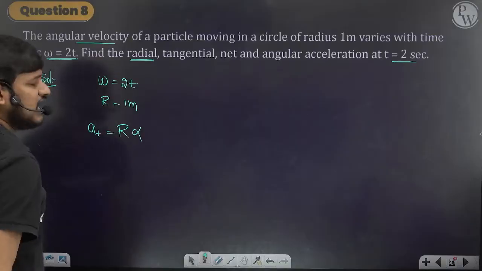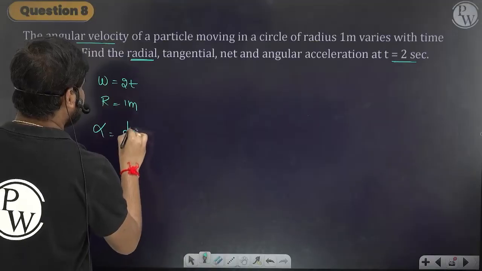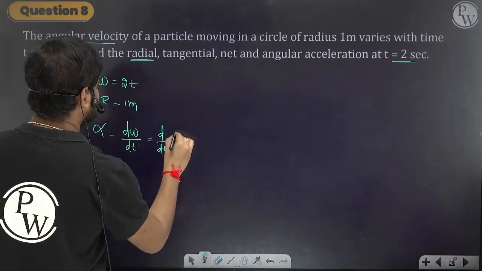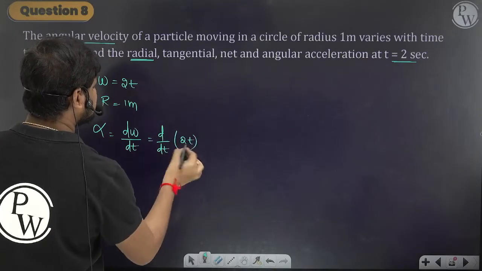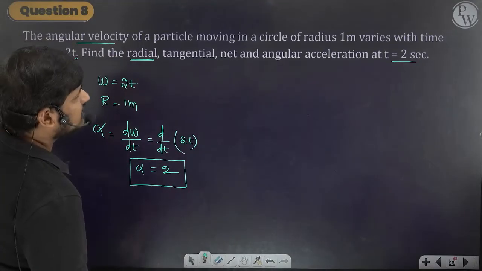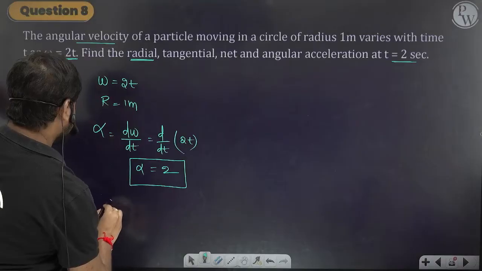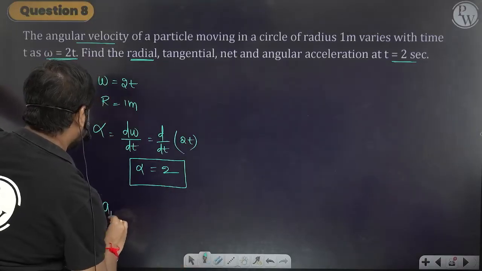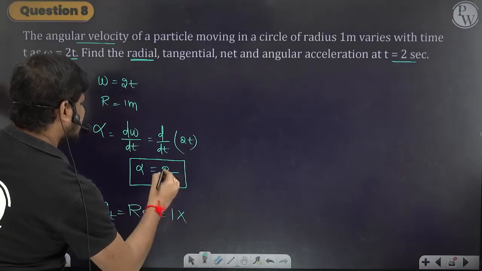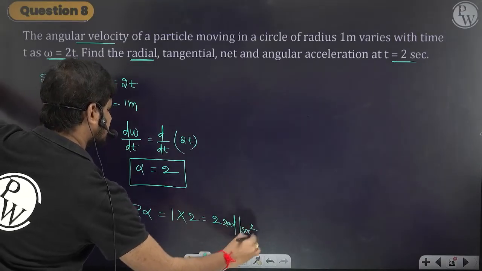a_t is equals to r alpha. So first find alpha. Alpha is equals to d omega by dt. So d by dt of omega, which is 2t. 2 is a constant, dt by dt is 1. So alpha is equals to 2 radian per second square. So we got alpha, fine. Radial, let's find later. First find a_t. a_t is equals to r alpha. What is r? 1 meter. What is alpha? 2. Which is nothing but 2 meter per second square, the tangential acceleration. So we have got this.